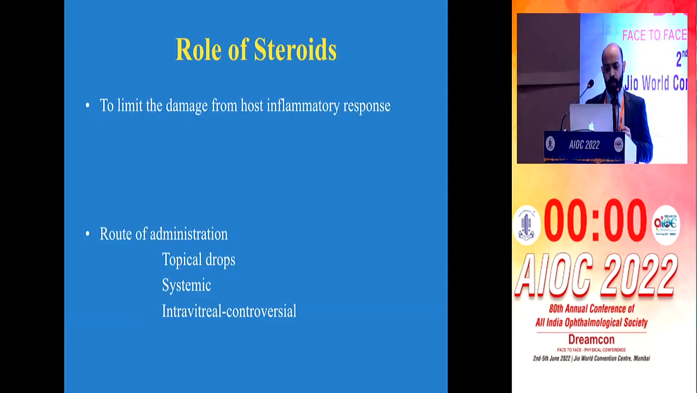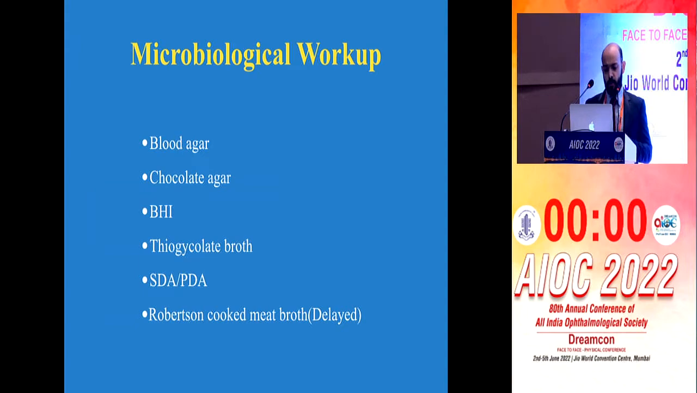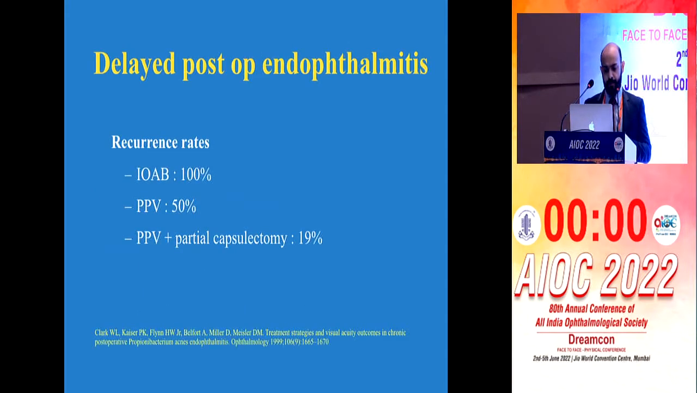So about the role of steroids in bacterial endophthalmitis, definitely there is a role. It helps to reduce the host inflammatory response. And it can be given by multiple routes of administration, that is topical, systemic, even intravitreal. But for fungal endophthalmitis, we do not use steroids. These are the microbiological workup that needs to be done.